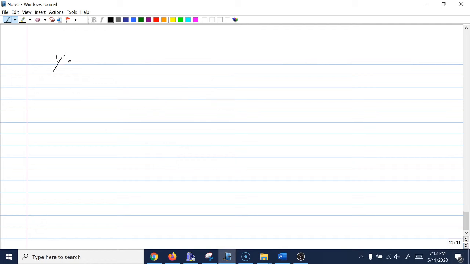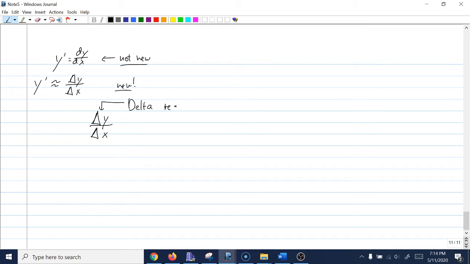The derivative of a function is dy dx. This is not new. I mean, it's new notation, but it's not a new concept. A thing that is new is that y prime is approximately delta y over delta x. This capital Greek delta is used to represent "difference of."